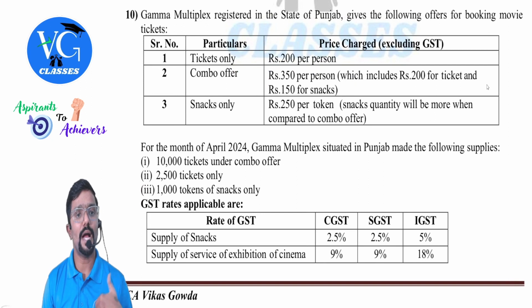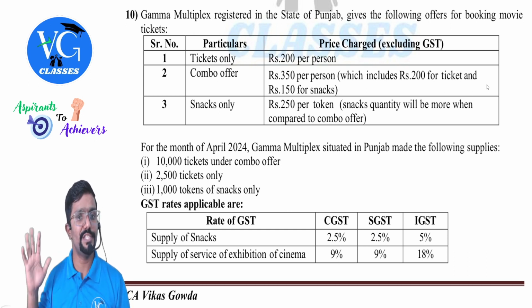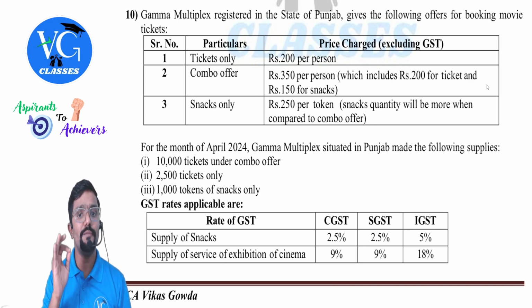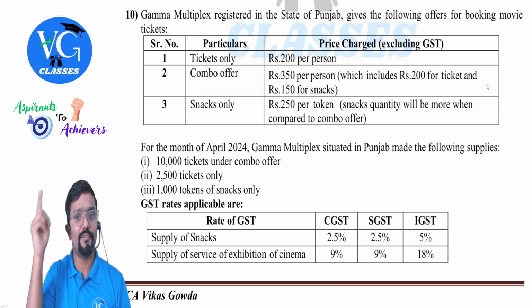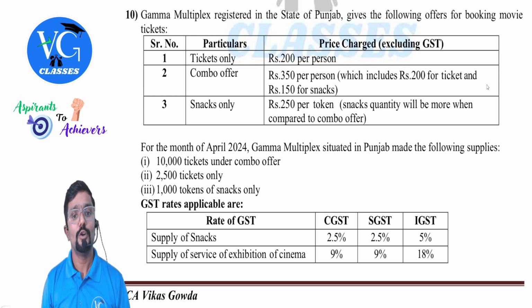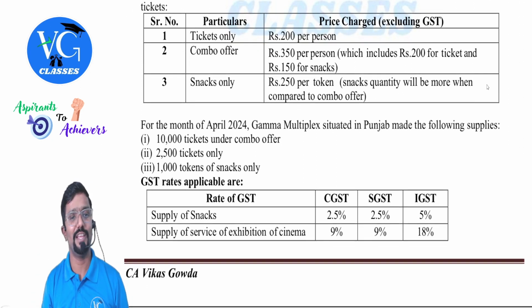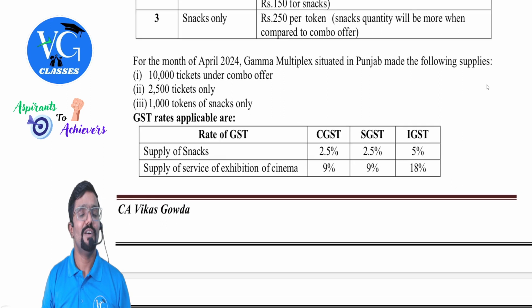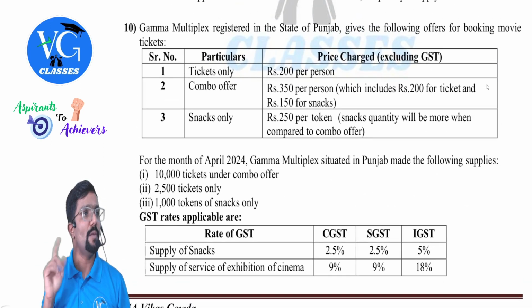10th one. Gamma Multiplex registered in the state of Punjab gives the following offers for booking movie tickets. Okay, what is it? Only ticket, 200 per person, excluding GST. Combo offer, 350 per person, which includes 200 for ticket and 150 for snacks. Snack only, 250 per token. Snacks quantity will be more compared to the combo offer, but that doesn't matter. They give less or more. There are two individual supplies, and one combo.